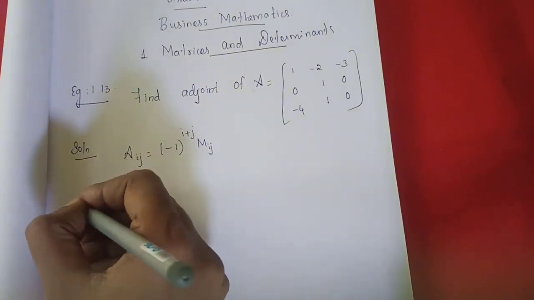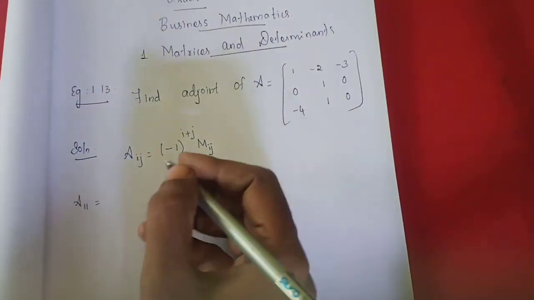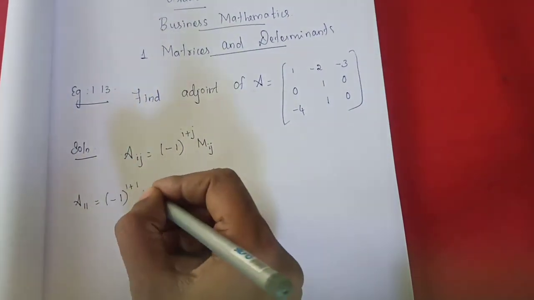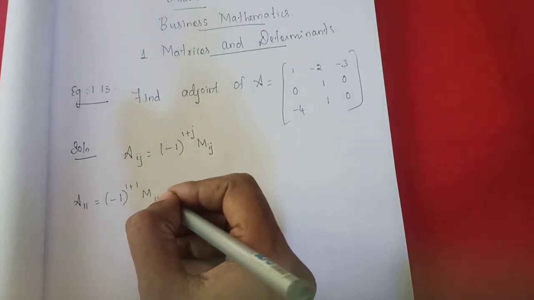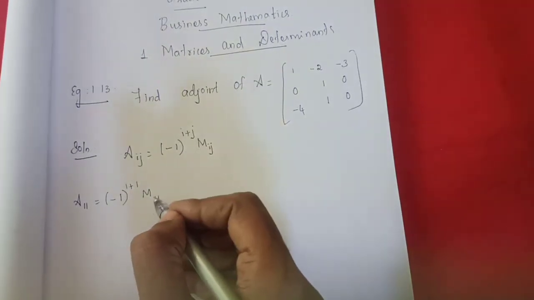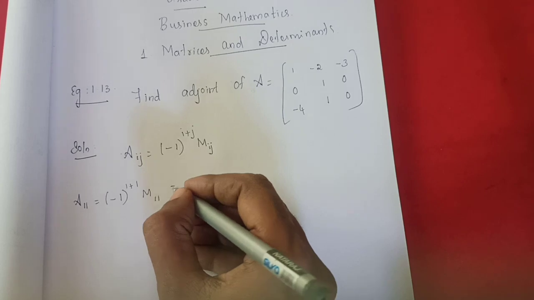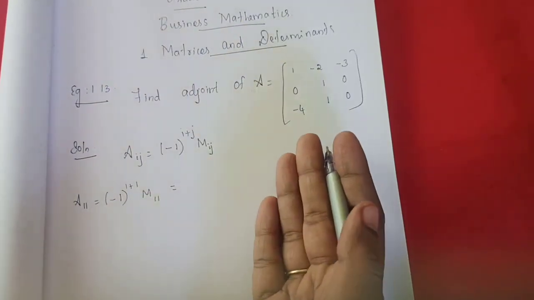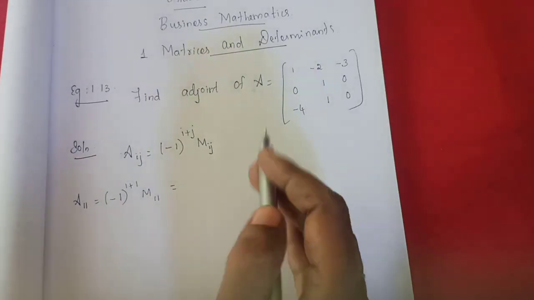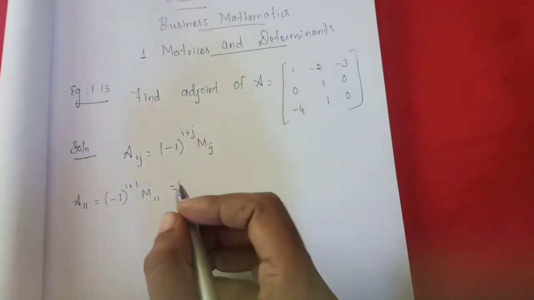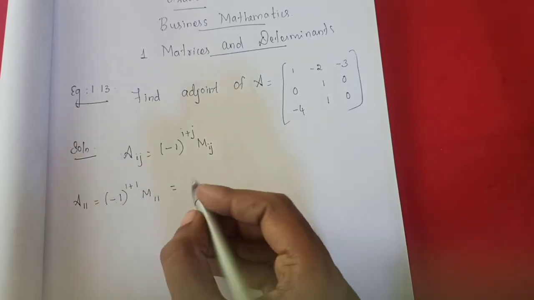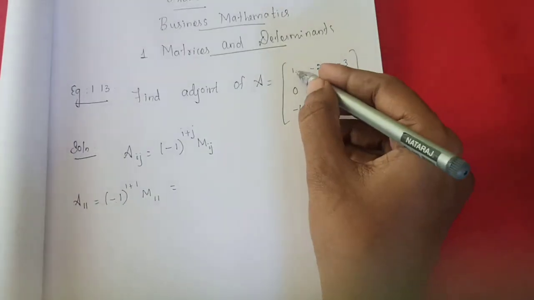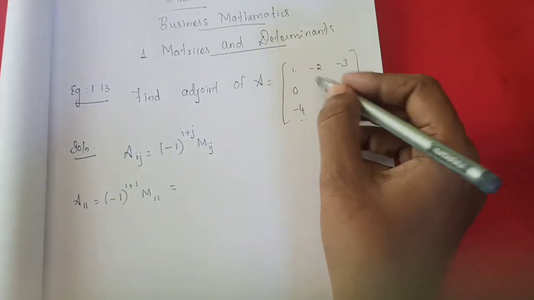So first we need to find A11. A11 means what will happen? Minus 1 the whole power 1 plus 1 into M11. We need the M11 value, is it right? So I am doing it in a single step. Otherwise, if you feel inconvenienced, first find M11, afterwards find the cofactor. So minus 1 the whole power 2, what will happen? 1 you will get, is it right? That is positive. So find out the minor here. This and this will cancel.